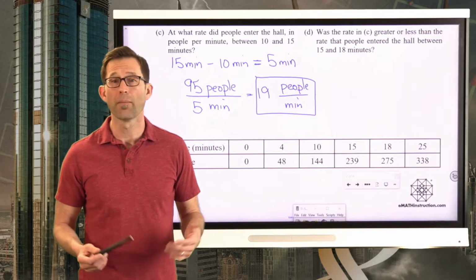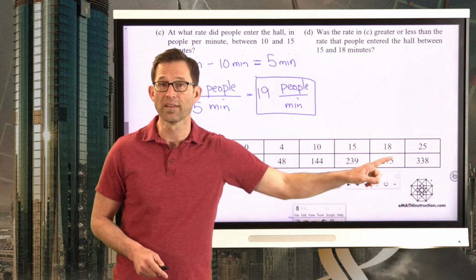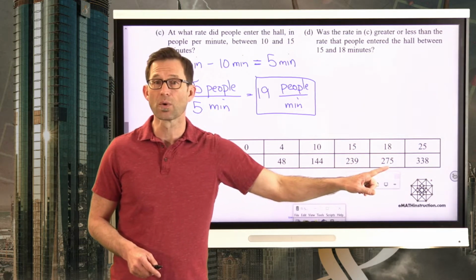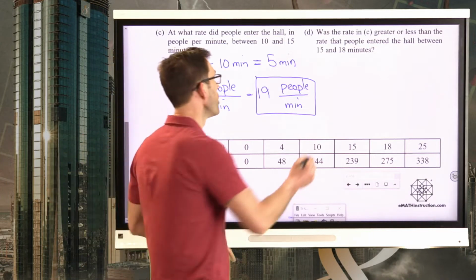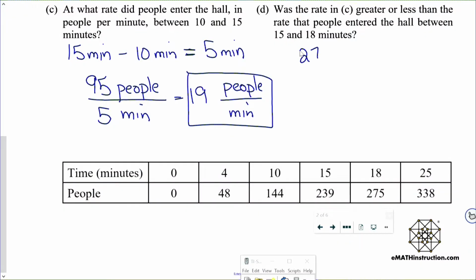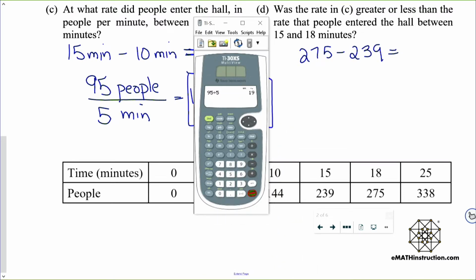Well, let's first figure out how many people just came in between 15 and 18 minutes. We know at 18 minutes there were 275 people in the hall. At 15 minutes, there were 239 people. So the first thing I'm going to do is figure out what 275 minus 239 is. That's going to be, I think, 36, but let me just make sure. We've got 275 minus 239. Yep, so 36 people entered the hall.